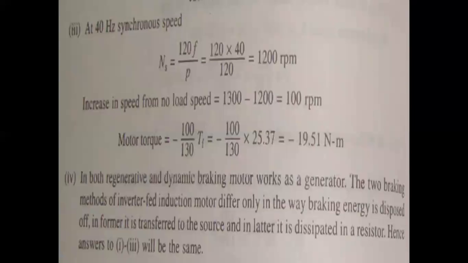That becomes N2. So N2 by N1 into TF is the motor torque. N2 is 100 rpm and N1 is 1300 rpm, into TF. TF we already found before, in the previous problems, as 25.37. So 100 by 1300 into TF, with TF as 25.37, you will get 19.51 newton meters.